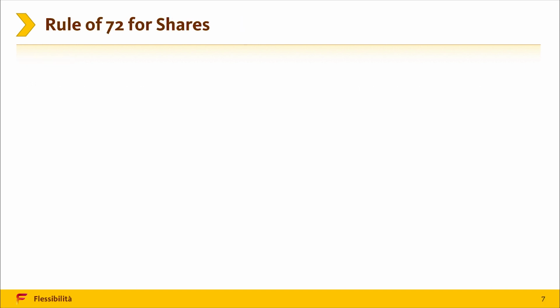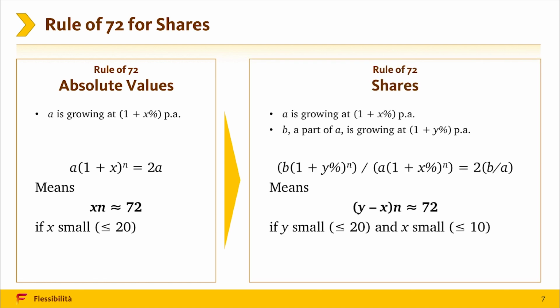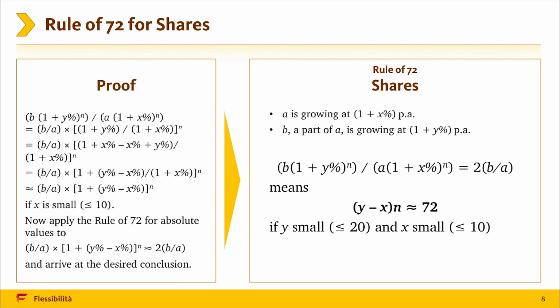There is one more similar rule we need to learn, the rule of 72 for shares. Start with the rule for absolute values and derive a similar one for shares. In simple words, if we want to grow the share of a certain object in its base, we must subtract the growth of the base from its growth and apply the rule of 72 as always. The intuition is simple. If we are running at 6 miles per hour and the dog is running behind us at 10 miles per hour, the dog is catching up with us at 10 minus 6 equals 4 miles per hour. And again, for those interested, here is a proof of this result.